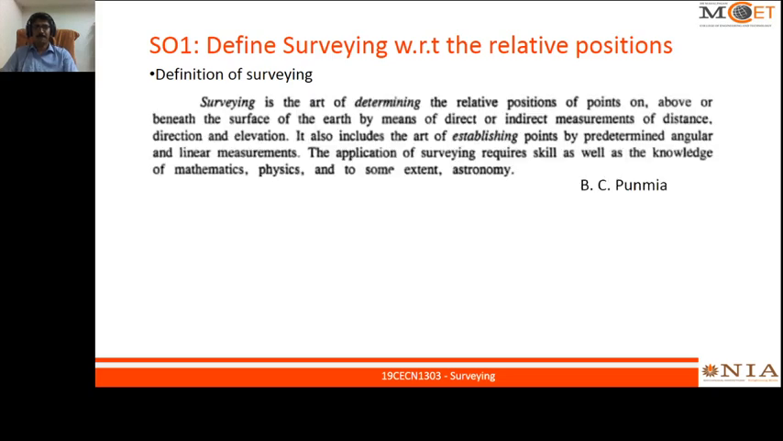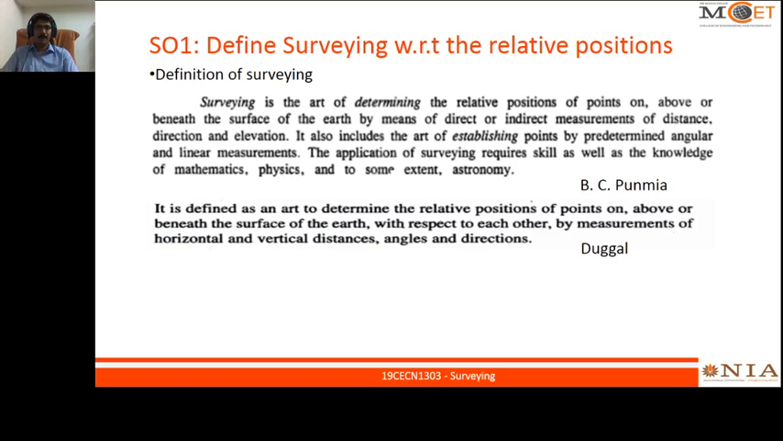Based on B.C. Punmia, surveying is the art of determining the relative position of points on, above or beneath the surface of the earth by means of direct or indirect measurement of distance, direction and elevation. It also includes the art of establishing points by predetermining angular and linear measurement. It involves both angular and linear measurement. The application of surveying requires skill as well as knowledge of mathematics, physics and, to some extent, astronomy, right? By Dougal, one more author of surveying, it is defined as an art to determine the relative position of points on, above or beneath the surface of the earth with respect to each other by measurement of horizontal and vertical distance, angles and direction. A little bit simpler compared to Punmia.